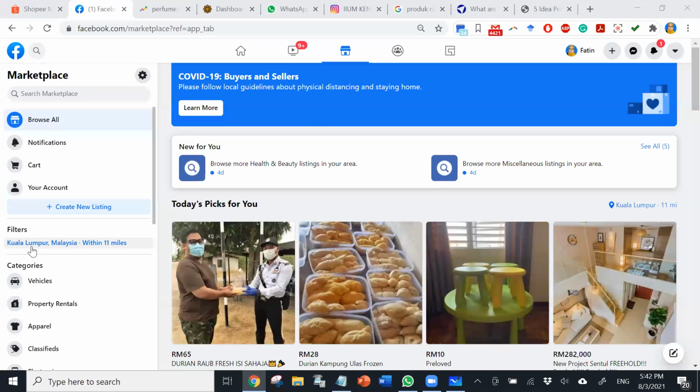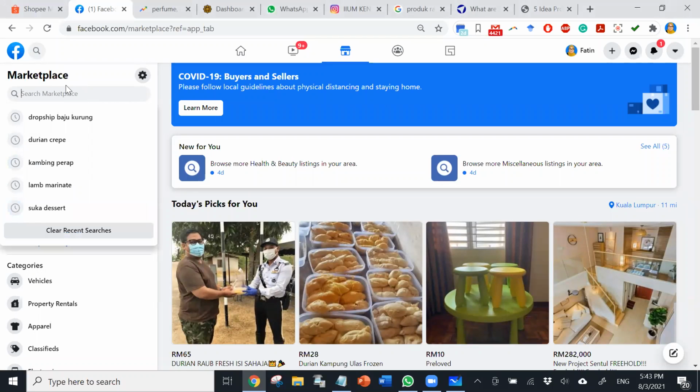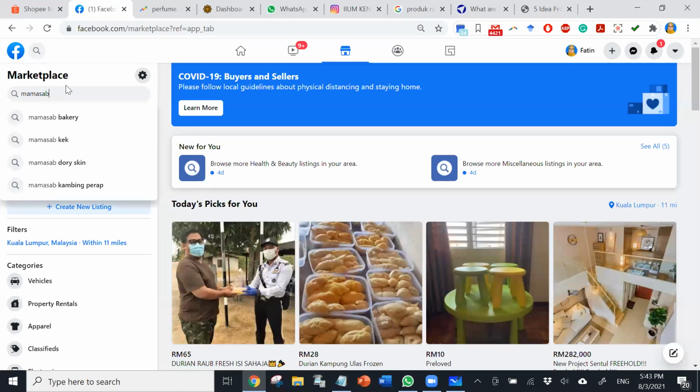Make sure that it's very near to you. My location currently is Kuala Lumpur, and I want my suppliers within 11 miles. I don't want to go further. If I need to fetch the stocks, at least it's not really far, or maybe they can deliver to me with a very low delivery charge. Now, let's say you want to sell Mamasap. You can put drop ship there, and then you click enter.